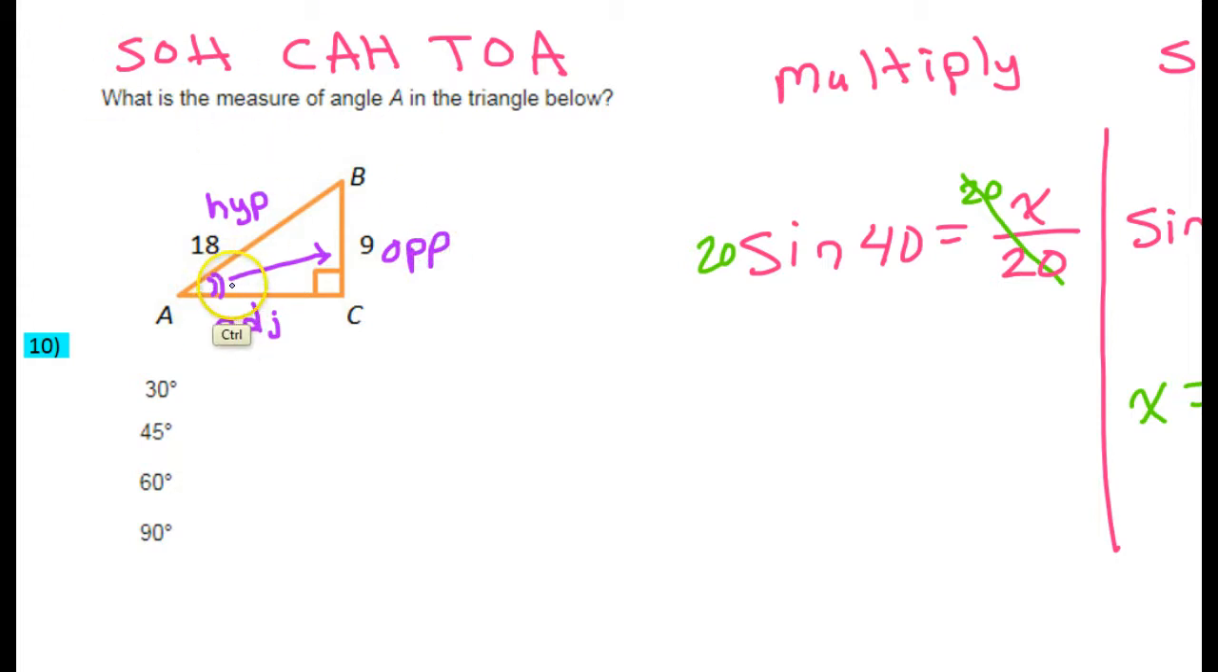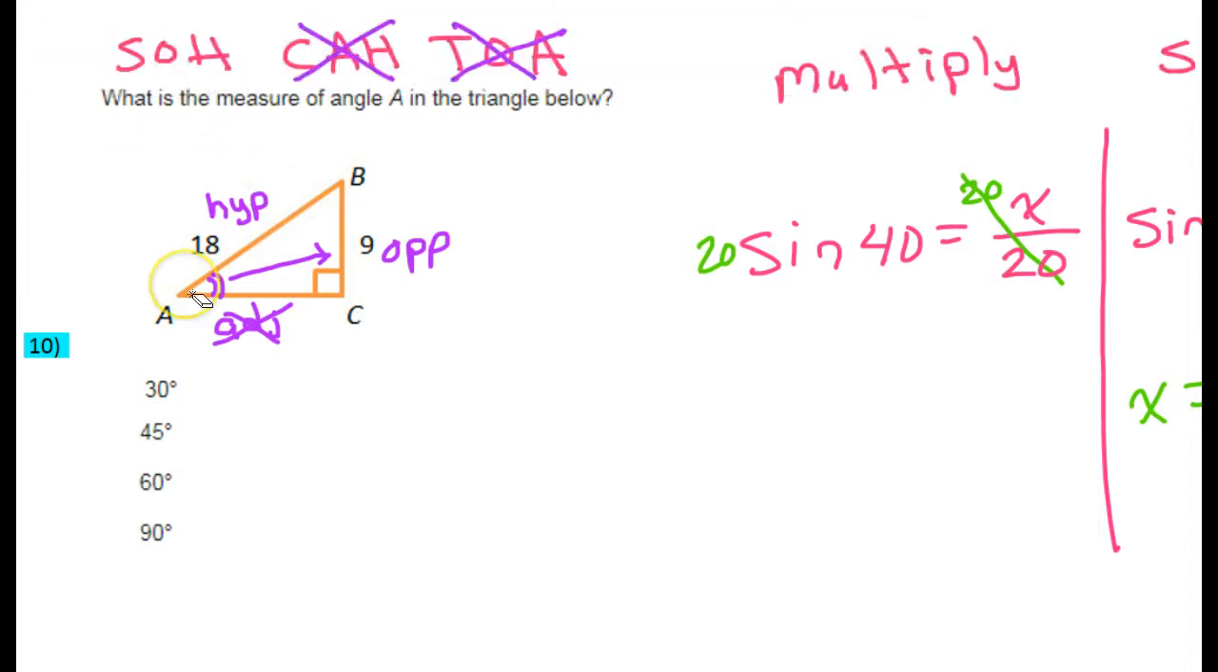Now, which one of these sides is doing nothing? It has no number, and we're not looking for it. Well, that's the adjacent side. The adjacent side is doing absolutely nothing. We're not looking for it. We have no number. So you can forget about any trig function that involves adjacent. See the A? That just leaves sine.